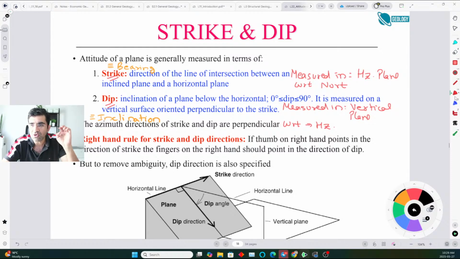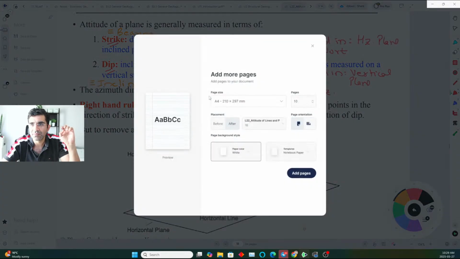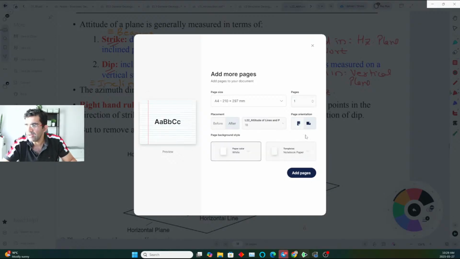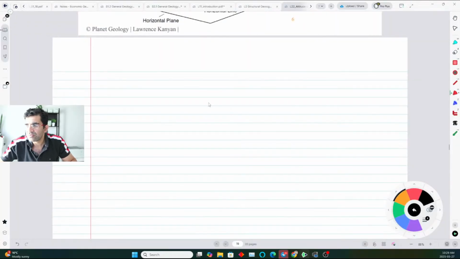And how do you get a line? By intersection of two planes. And which will be the second plane? One is the given plane. The second one is the horizontal plane. Correct.